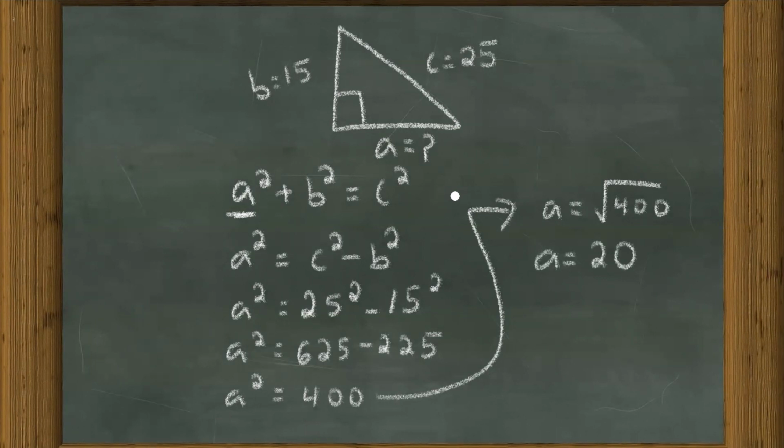So we use the Pythagorean theorem. We just had to reorganize the equation to solve for the unknown value. And in this case, it was 20.